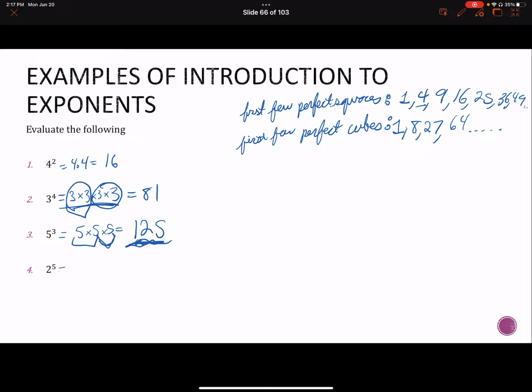And then I have 2 to the fifth. 2 times 2 times 2 times 2 times 2. Okay, 2 times 2 is 4. 4 times 2 is 8. 8 times 2 is 16. 16 times 2 is 32. So our final answer would be 32.